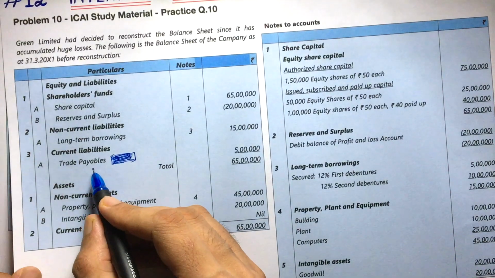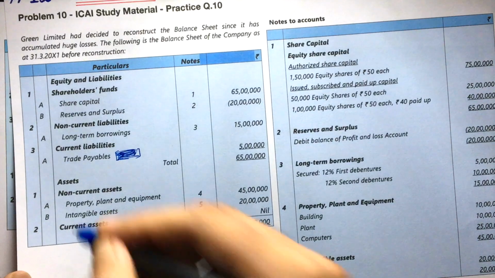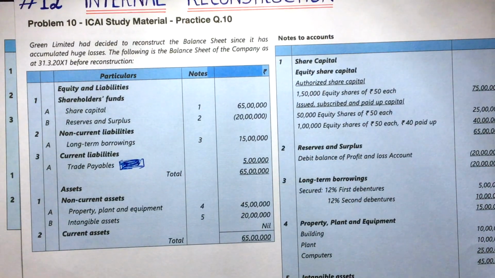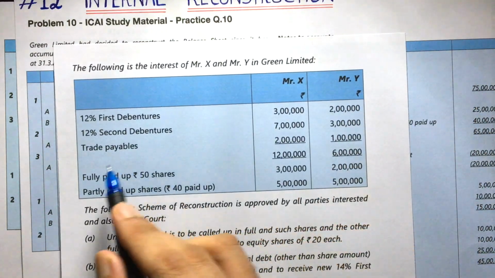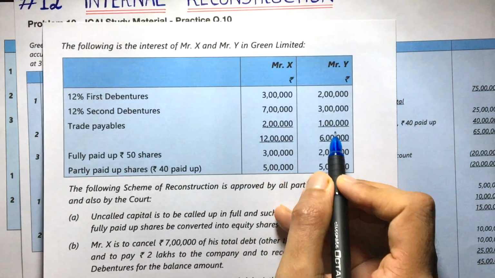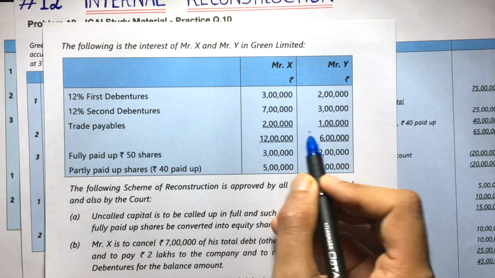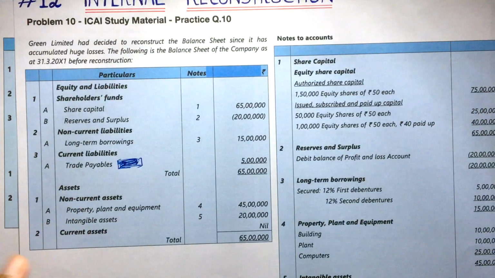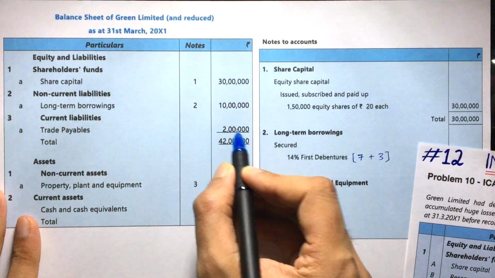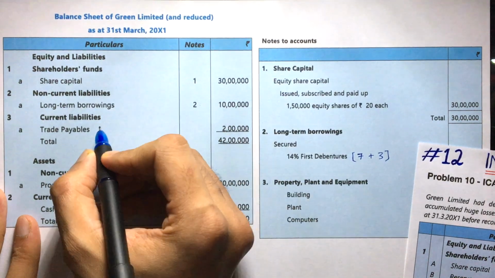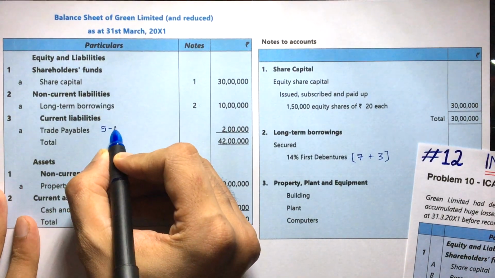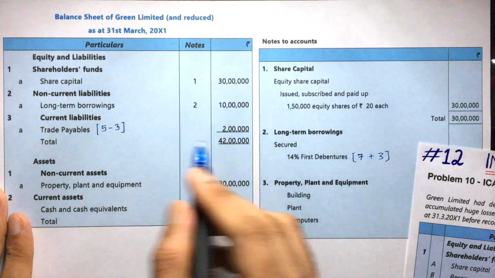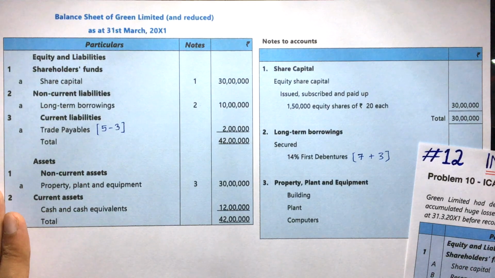After that we have trade payables. In trade payables, what happened? Did we touch trade payables in the scheme of internal reconstruction? Yes, Mr. X and Y were our creditors also. In this trade payable, see, they were 2 lakh and 1 lakh. We have cancelled this, so this also we have to remove now. So 2 plus 1, that is 3 lakhs we have to remove. So 2 lakh will only come in the new balance sheet. How 2 lakh? Really simple. 5 from the old balance sheet and then 3 lakh we have to subtract. So 5 minus 3, 2. Easy, simple. That's what happened.